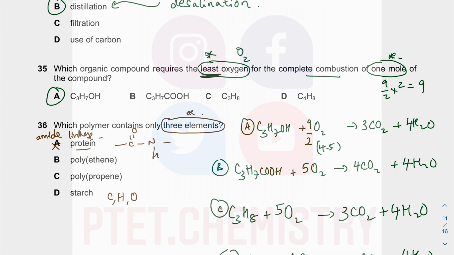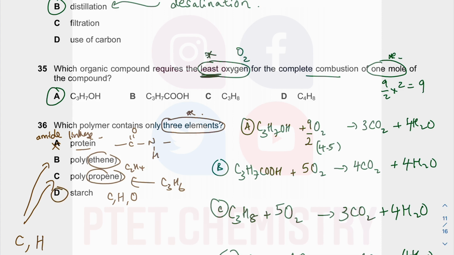When you think about polyethylene and polypropylene, they only have carbon and hydrogen, nothing else. They are hydrocarbons because ethene is C2H4 and propene is C3H6. These are only 2 elements. You want 3 elements, okay? So it has to be starch.